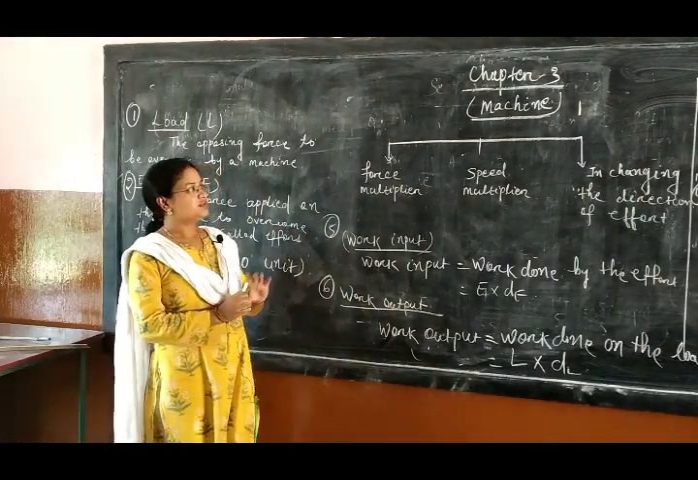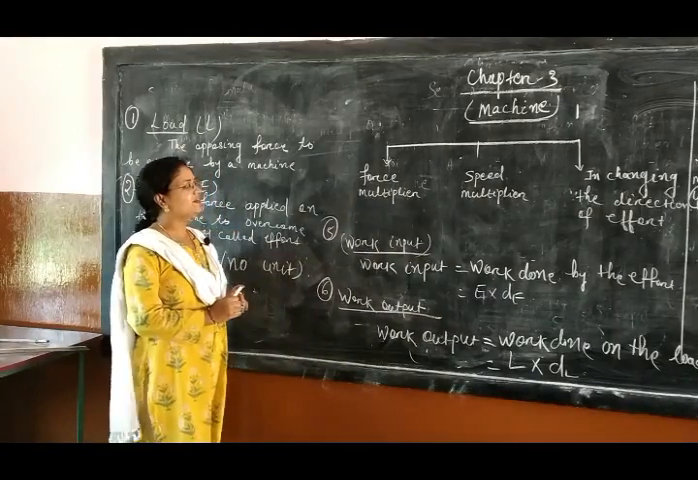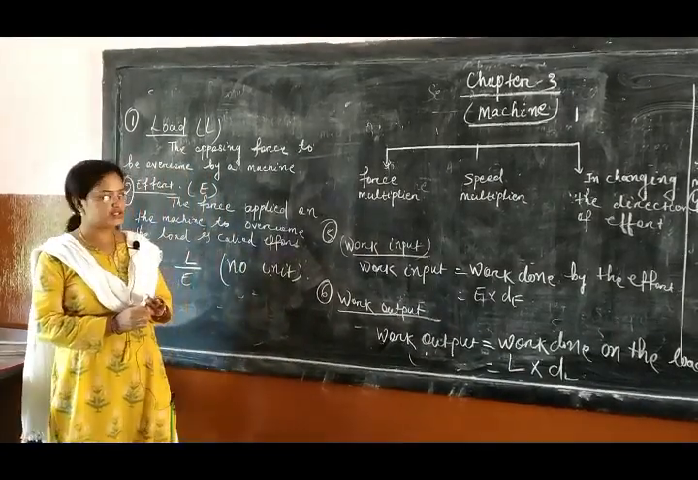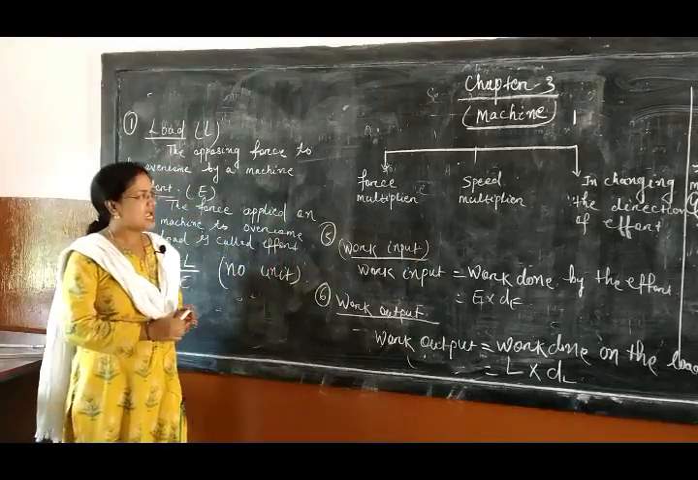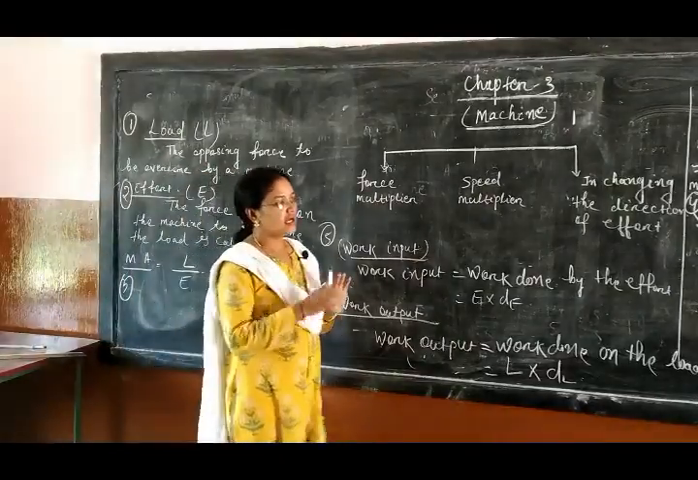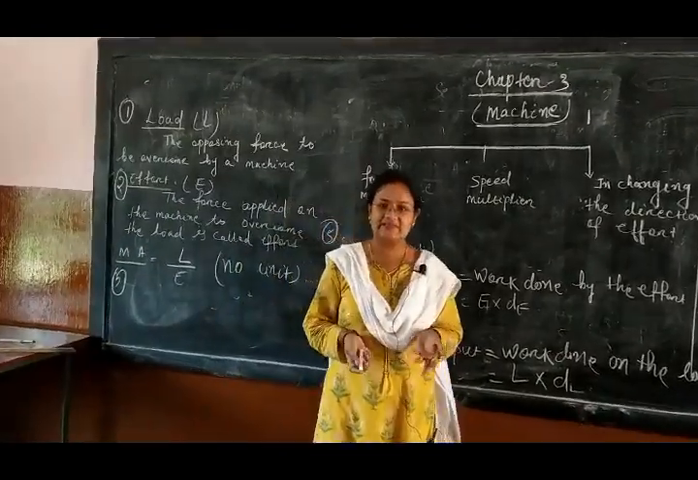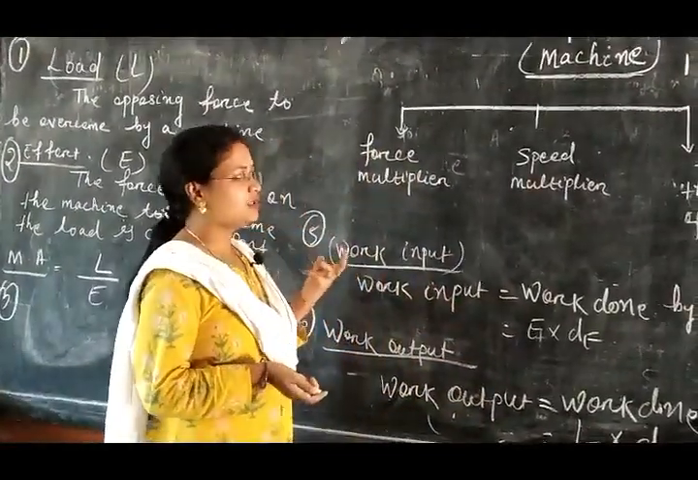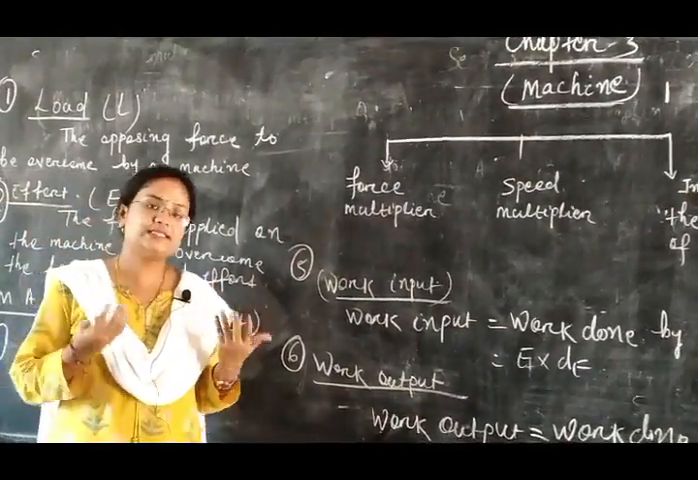So you see, this is your chapter 3, that is your machine. Already we have read work, energy and power. After that, that is your chapter 2, and this one is your chapter 3, machine. And machine, you have an idea about machine, you have read it in class 6, class 7, class 8. And what is machine? Machine is a device which makes our work easier.